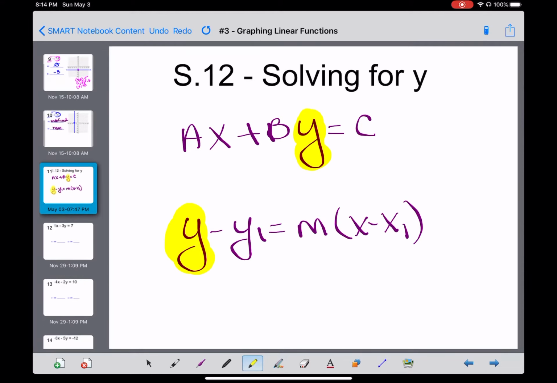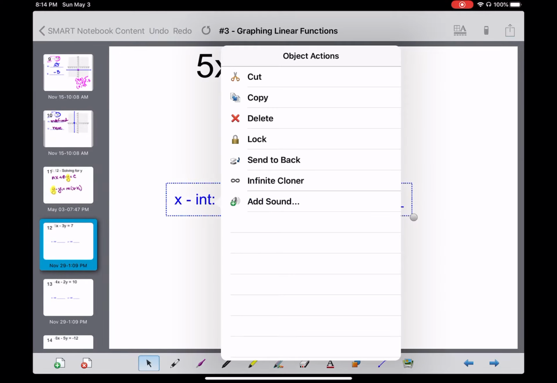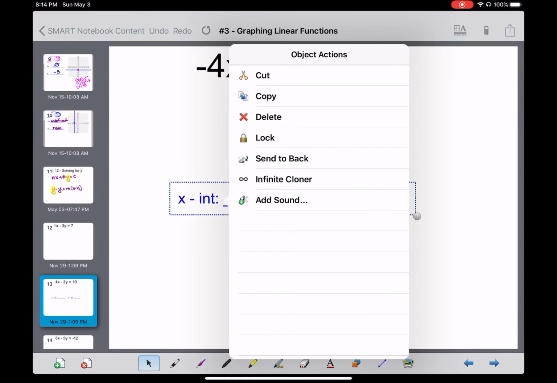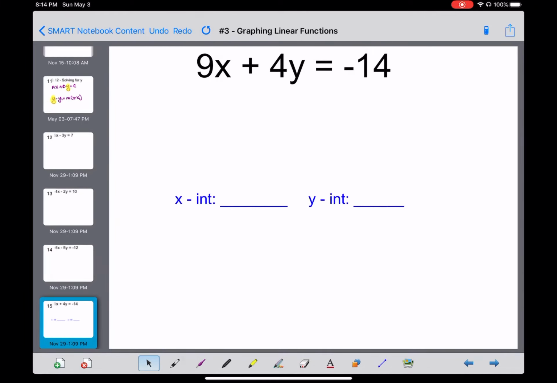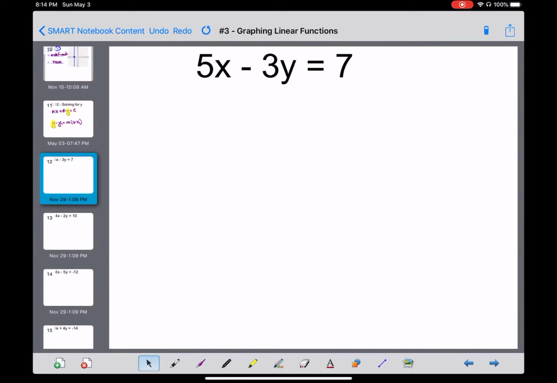Okay, so now we're going to do just number 12. So all we're going to do is solve for y. So let me take this out because we really don't need that part. I should have taken it out before, but I completely forgot. Okay, so now I have 5x minus 3y is equal to 7.